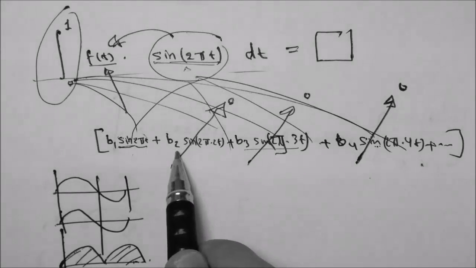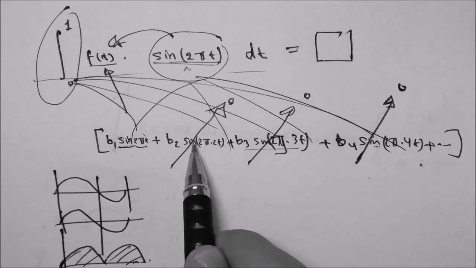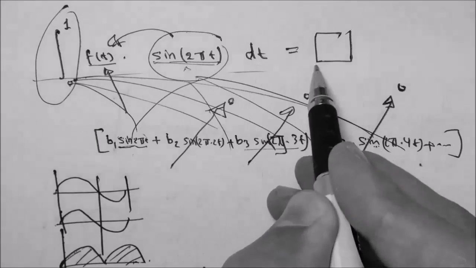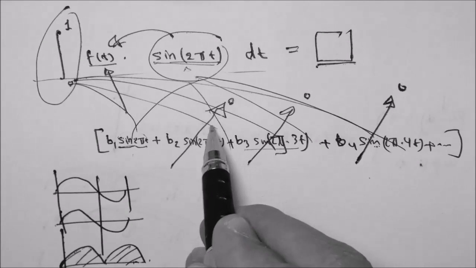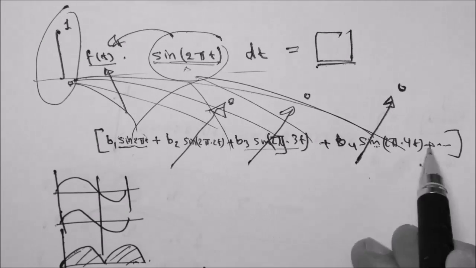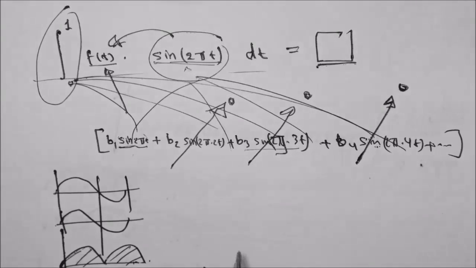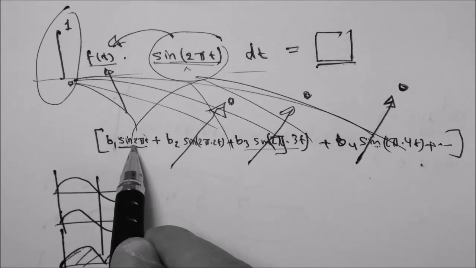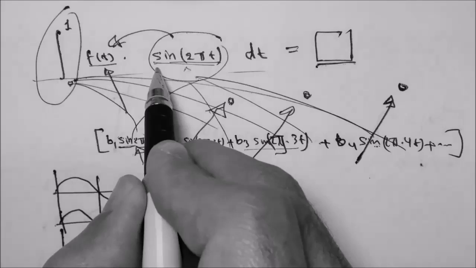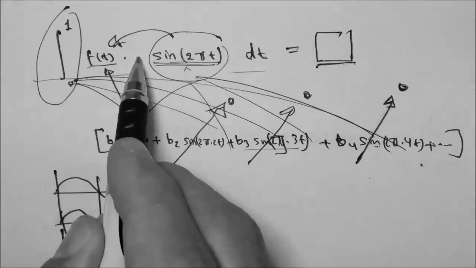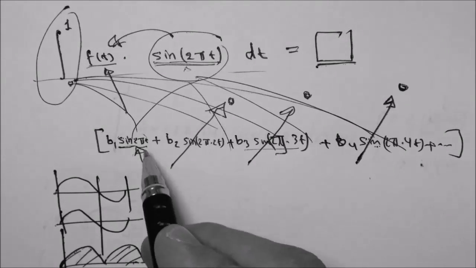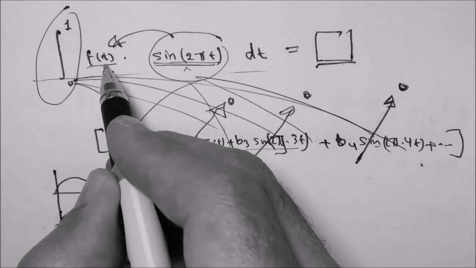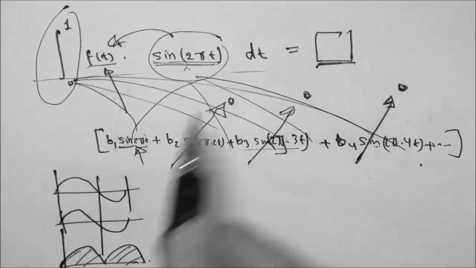So we can say that all these sinusoidals didn't make any contribution to the result of this integration, because the result of correlation between this frequency and all these frequencies is 0. The only effective frequency is the component that is similar to the sinusoidal we multiplied f of t by, which is 1 hertz. So only the 1 hertz component inside f of t had a contribution to the result of this integration.